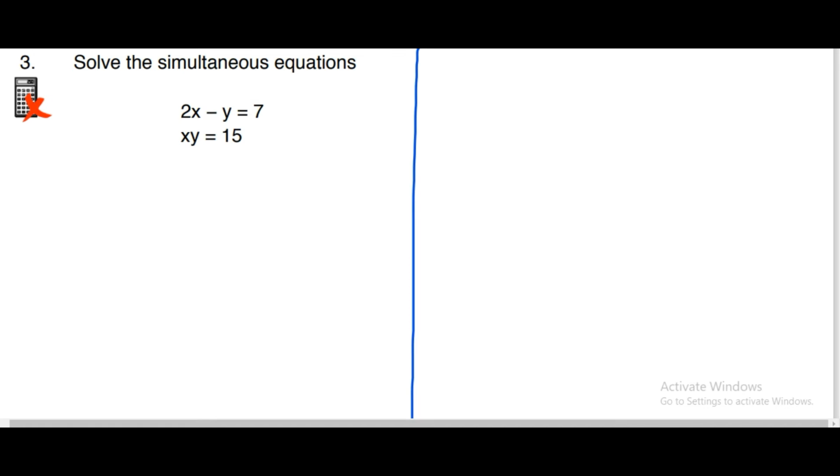Question 3. Solve the simultaneous equations 2x minus y equals 7, xy equals 15. Here we have an important point we have to remember as we are solving nonlinear simultaneous equations, which is how to choose the subject of the equation, or how to choose the variable which will be the subject.